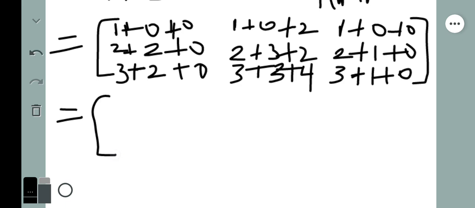1 plus 0 plus 0 gives me 1. 2 plus 2 plus 0 gives me 4. And 3 plus 2 plus 0 gives me 5. And for the second column, we have 1 plus 0 plus 2, that will give me 3. And 2 plus 3 plus 2 will give me 7. 3 plus 3 plus 4: 3 plus 3 gives me 6, and 6 plus 4 gives me 10.